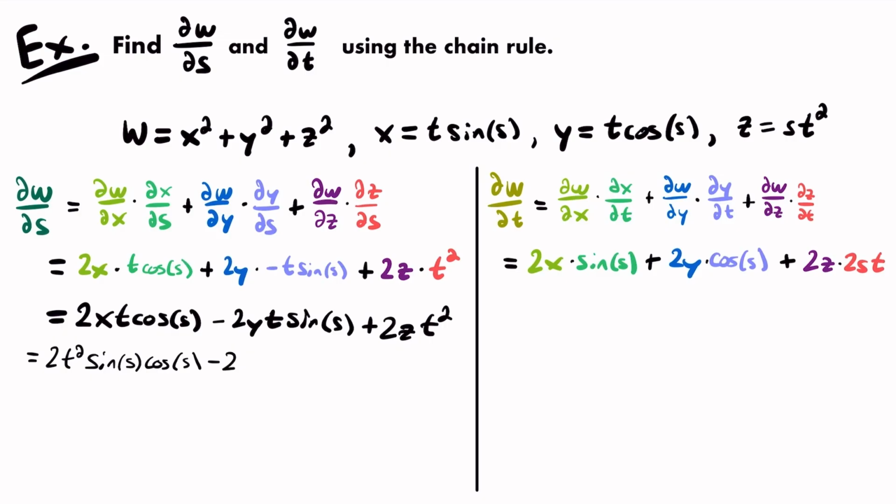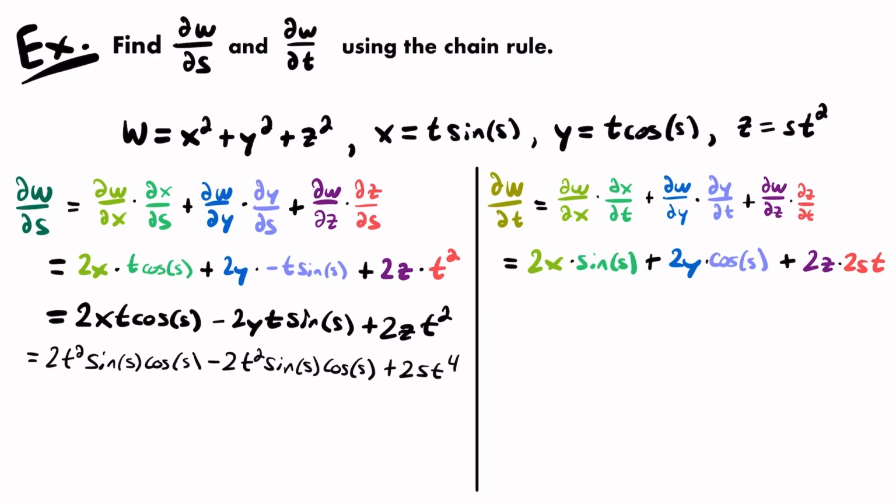And then we have minus 2 times y, which is t cosine s. That t will be multiplied by this t. So you'll have another t squared multiplied by sine s cosine s, right? We still have this sine s here, and then part of this y is that cosine s. So I just put it over here. And then we have plus 2 times z, which is st squared multiplied by t squared. So what we get there is st to the power of 4.